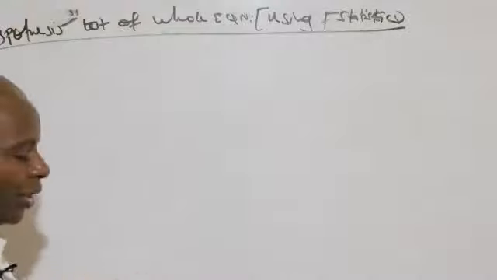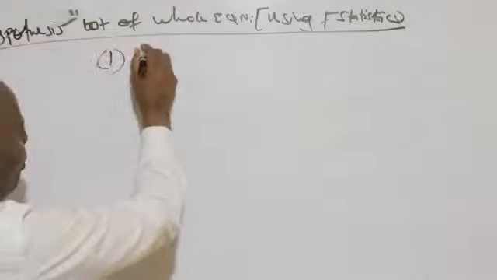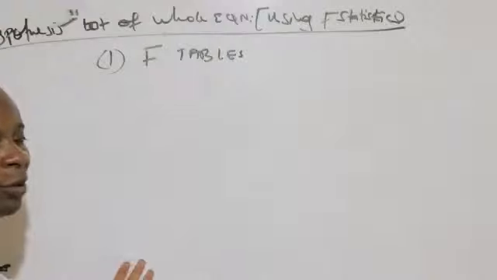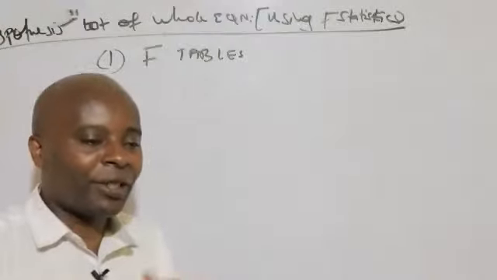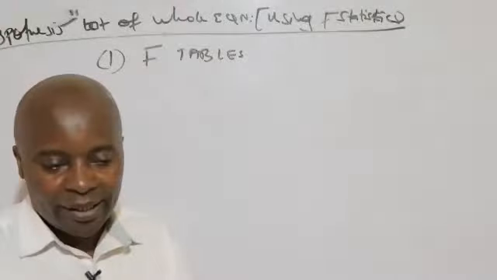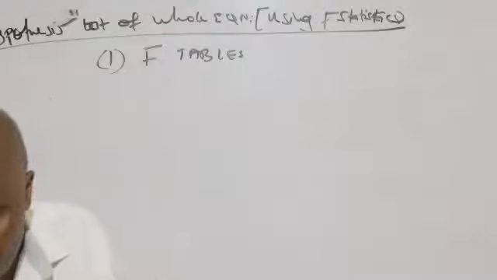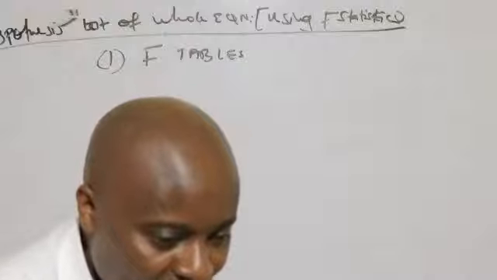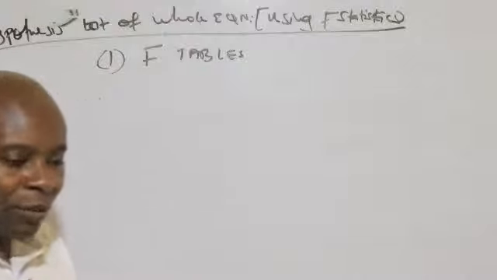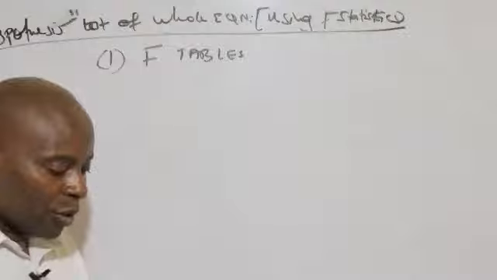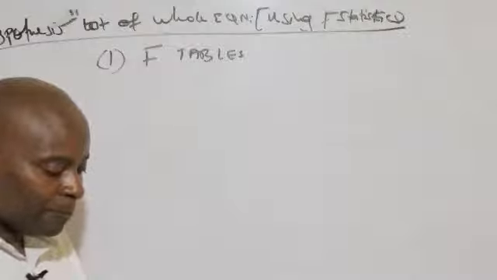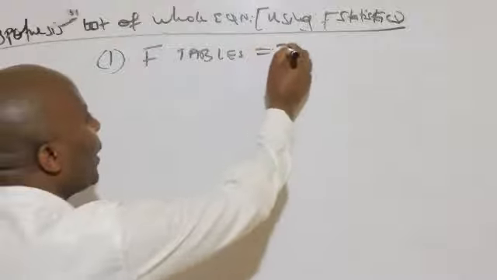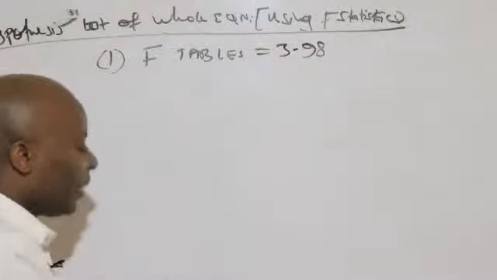And it is very easy. The first thing I will do is to pick the F tables figure. The F tables figure will always be given to us. Never even bother to know how to read it. So the F tables figure, ladies and gentlemen, they have told us is 3.98.